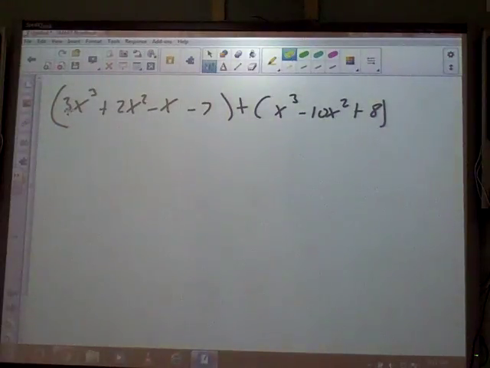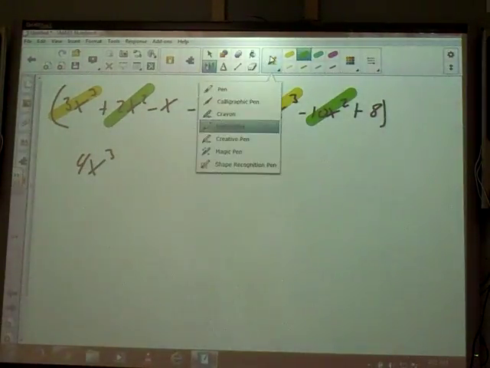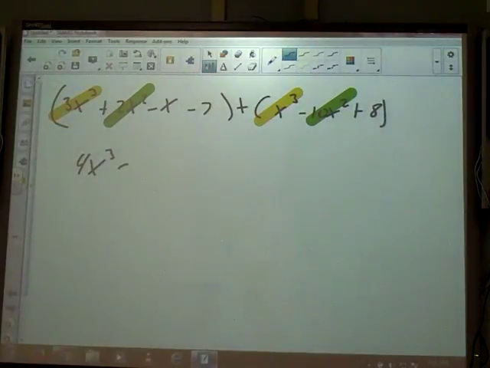Okay, so I've got a 3x cubed plus a 1x cubed. That's a 4x cubed. Very good. The exponents do not change on addition or subtraction. They only change when you multiply or divide. So 3 of these plus 1 of those got us 4 of those. Then, what's next, I've got a 2x squared plus a negative 10x squared. Negative 8. So that is negative 8x squared.